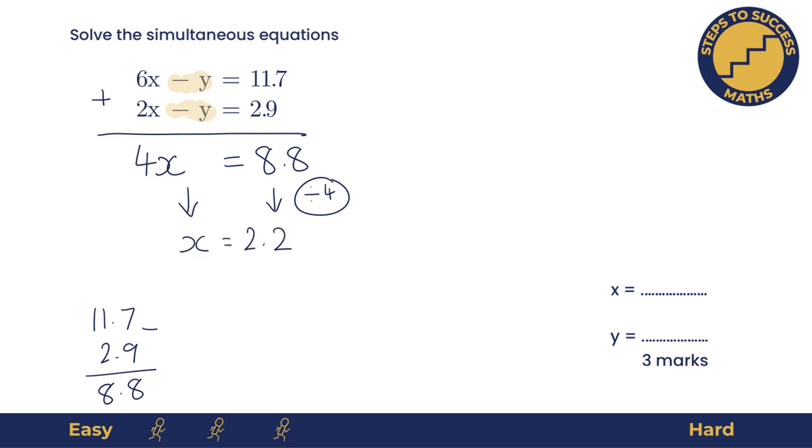Now remember, you still have to find y. So let's pick one of these. I'm going to use the second one this time because the numbers look smaller. 2x minus y is equal to 2.9.